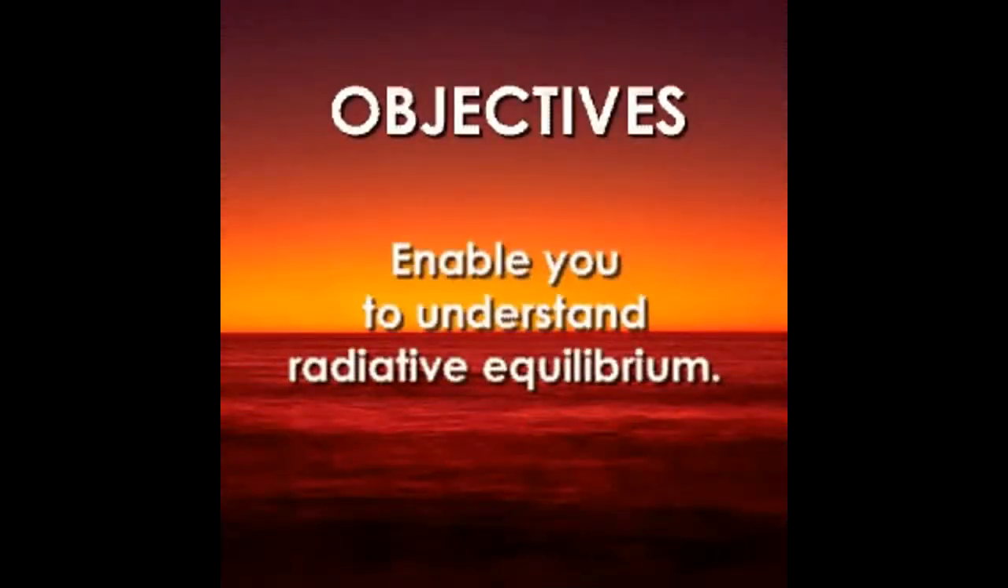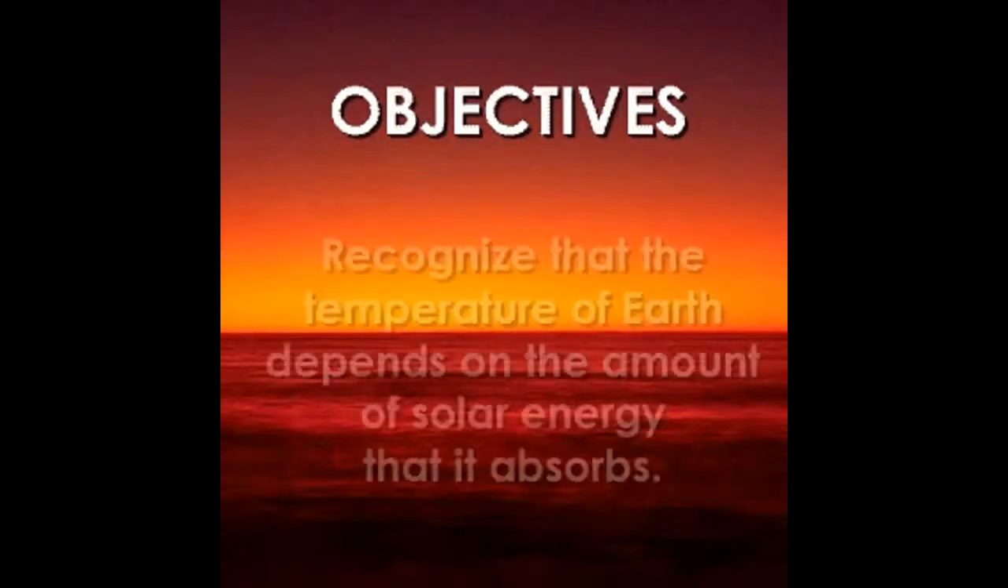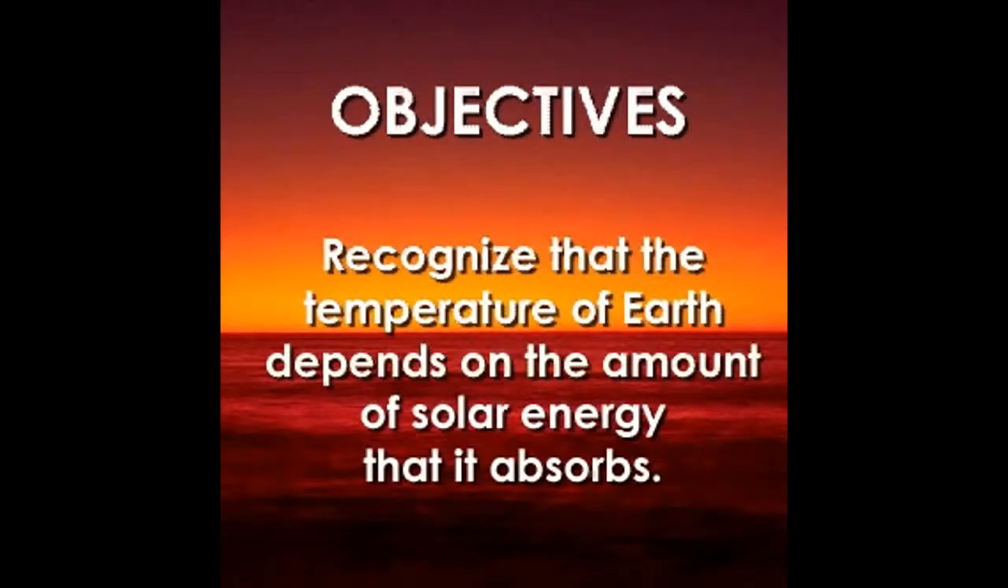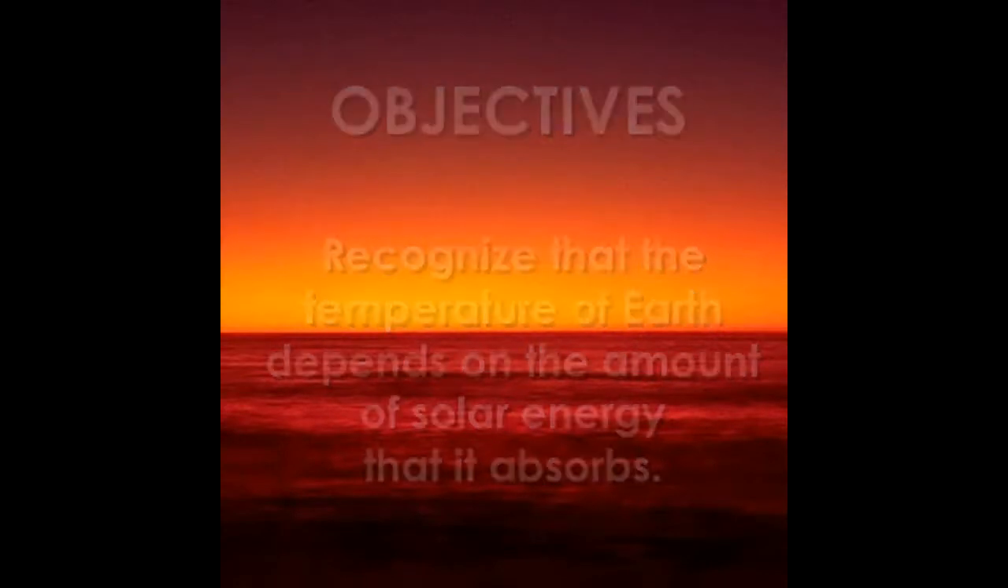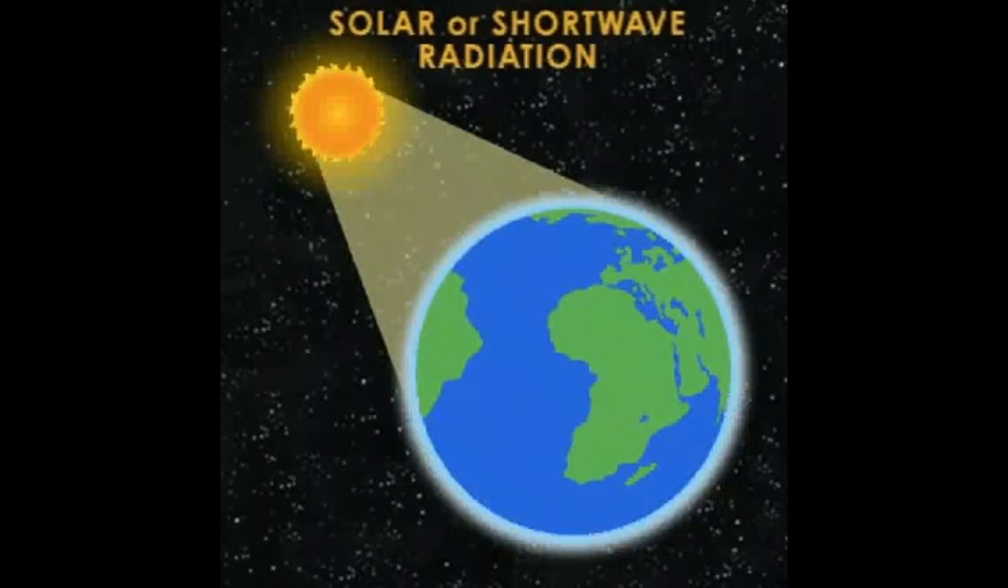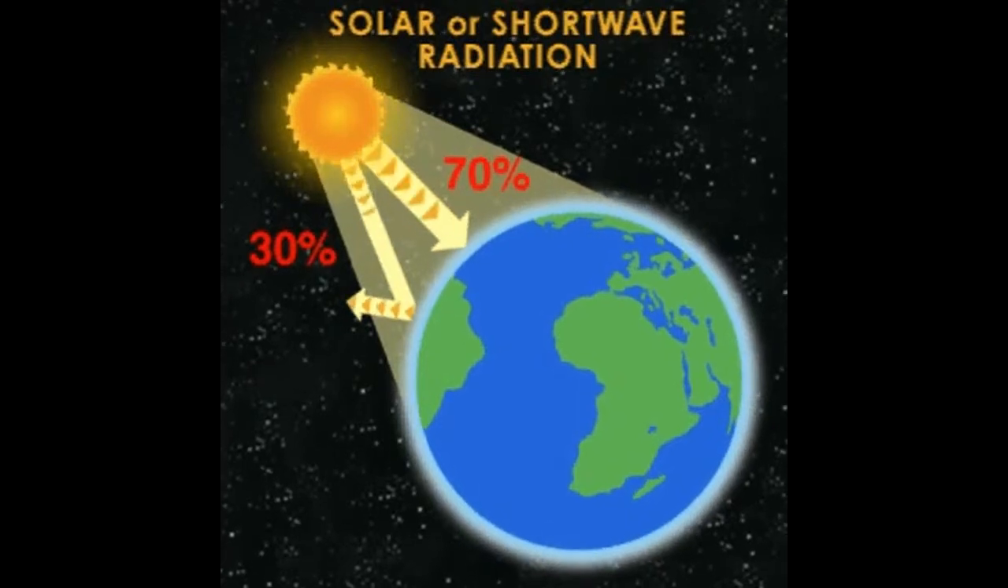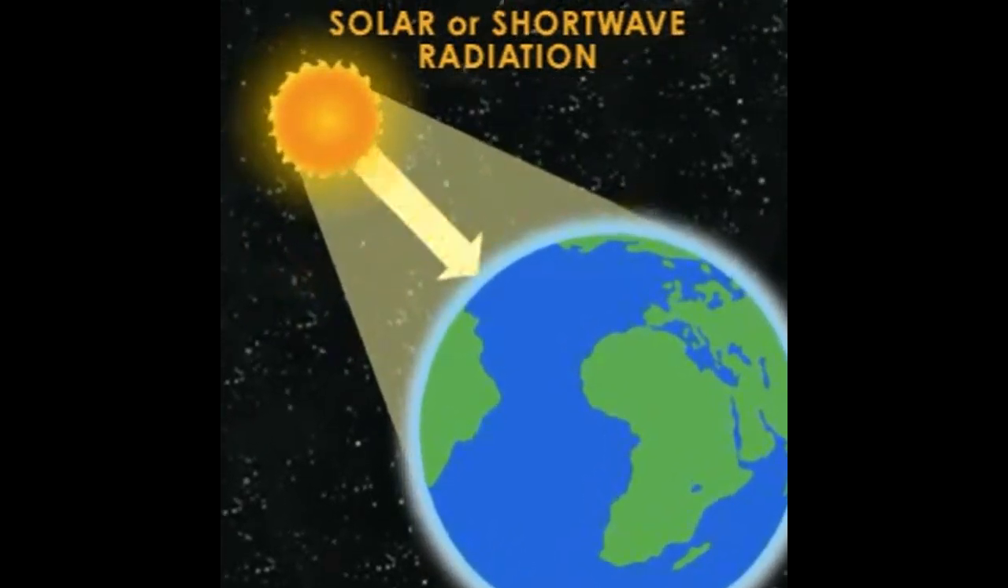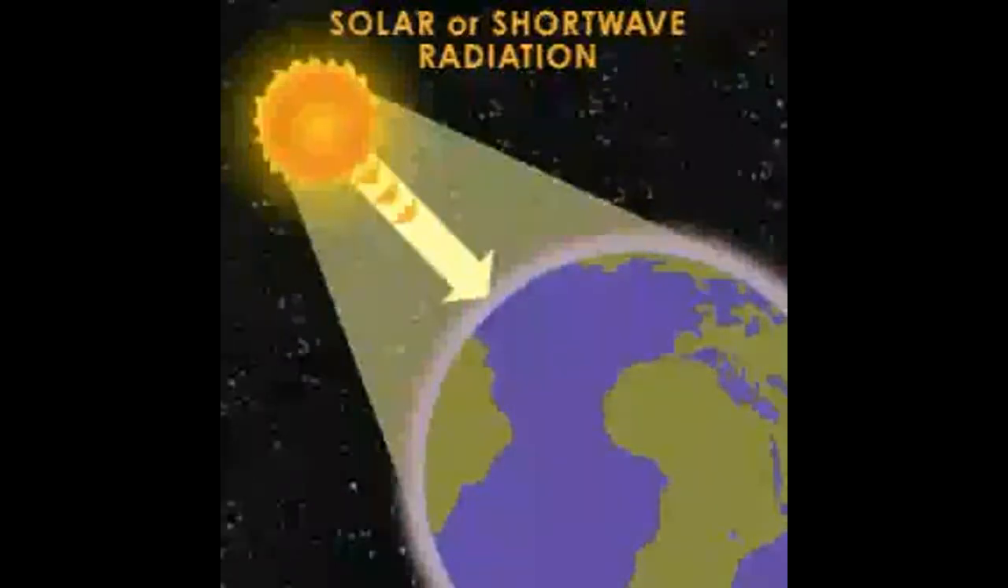Earth's energy balance will enable you to understand radiative equilibrium. You will also be able to recognize that the temperature of Earth depends on the amount of solar energy that it absorbs. The temperature of Earth depends largely on the total radiation received from the Sun. The Earth reflects about 30% of the solar radiation reaching it and absorbs the remaining 70%. The absorbed solar radiation heats up the Earth.